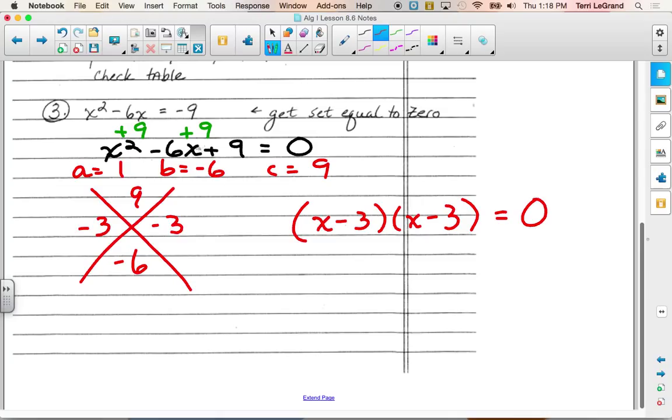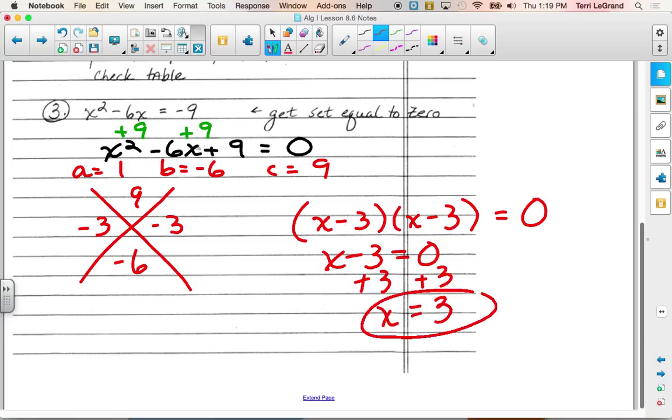What's true about those factors? They're the same. As long as they're the same, there's only going to be one solution, because if we solve both of them, we're going to get the same answer. So let's not be redundant. Let's just solve it once and get x equals 3. So this time we only have one solution.